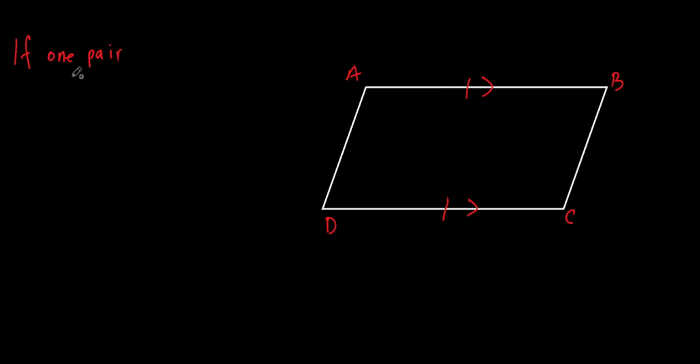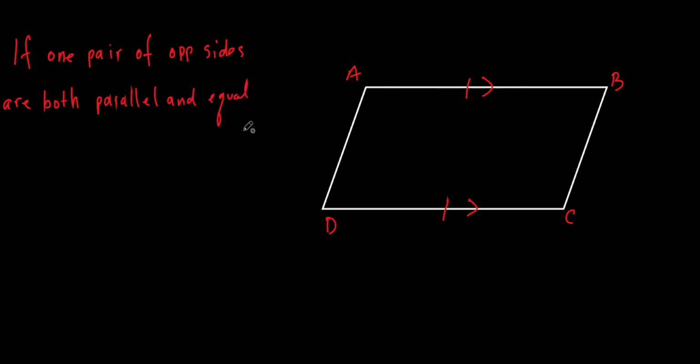All right, here we go. If one pair of opposite sides are both parallel and equal, you could put the word congruent in there if you wanted to. Equal just is a little bit easier. Okay, so do we have that situation? The opposite sides, I should say, of a quadrilateral.